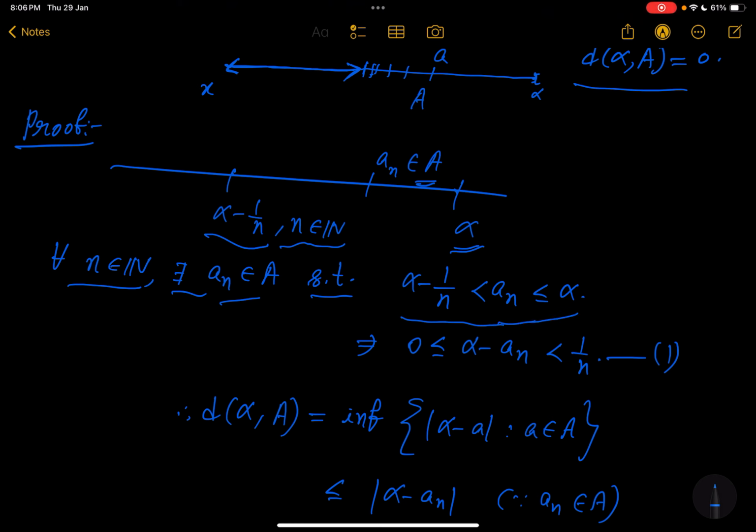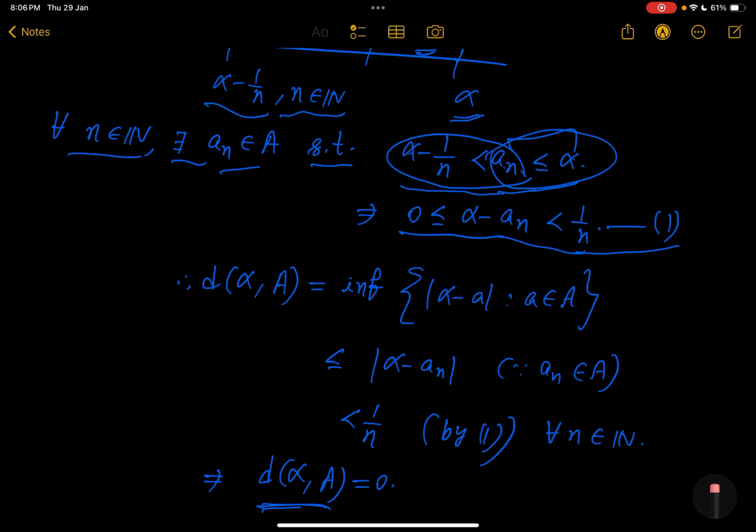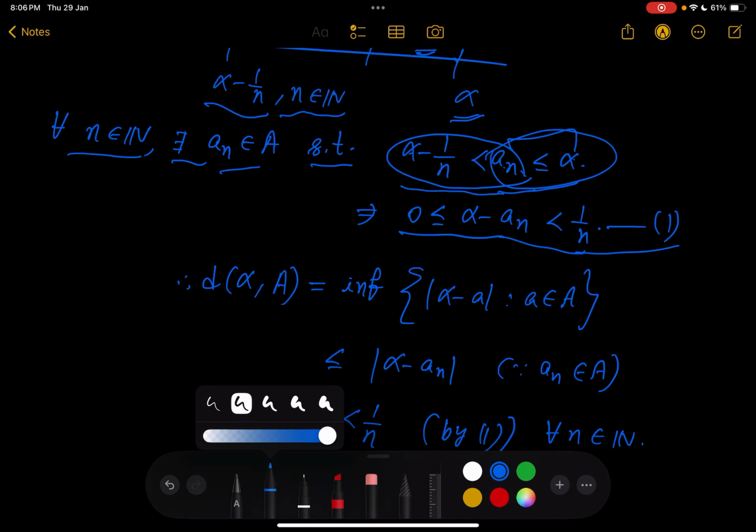This says that alpha minus a_n is non-negative, and if I subtract a_n from alpha using this first inequality, I get alpha minus a_n is strictly less than 1/n. Let us keep this as equation 1. So by definition, the distance between x and A is this infimum, right?